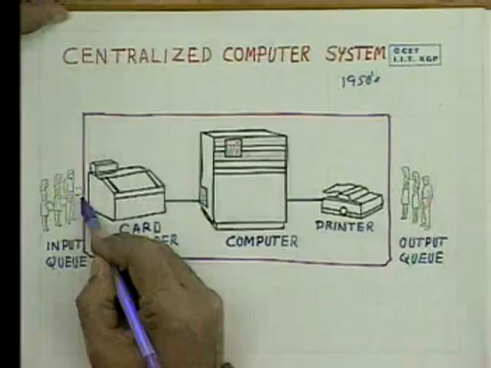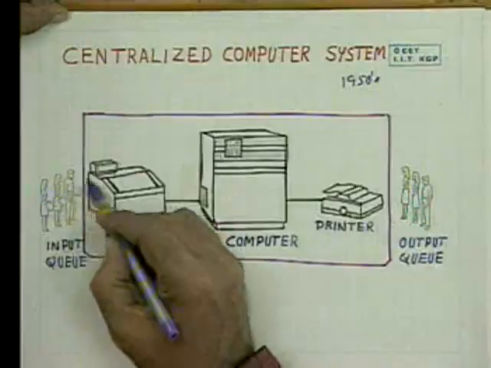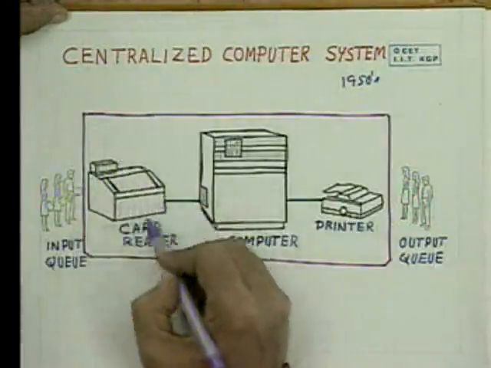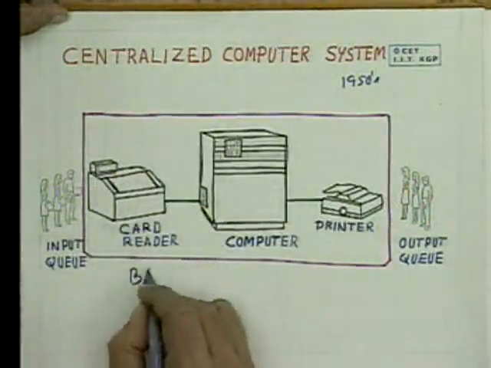Common users had no direct link or direct communication with the computers. If they wanted to submit some job, they were standing in a queue outside a window, and the jobs were submitted usually in the form of card decks. And these jobs were submitted to a card reader, which were read one after the other in batch mode.